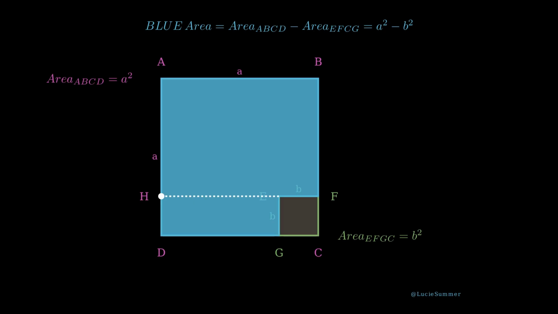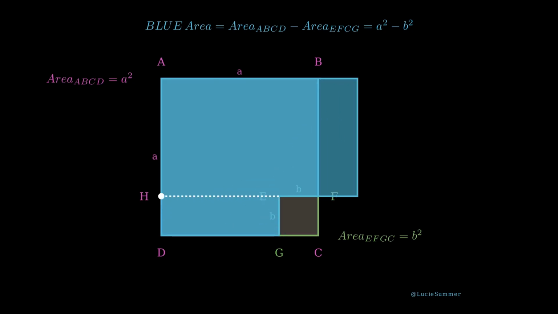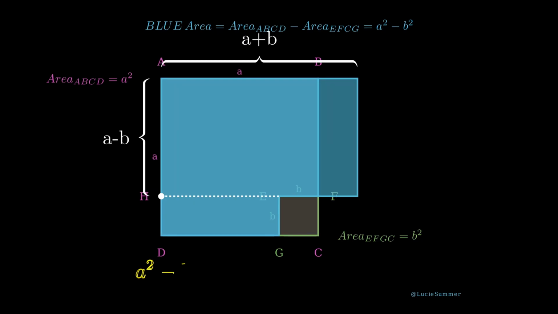Now, let's rearrange these two rectangles. If we place them side by side, their combined dimensions will be a plus b in length and a minus b in width. This forms a new rectangle with an area of (a plus b) times (a minus b). Since the area of the shaded region hasn't changed, we can conclude that a squared minus b squared equals (a plus b) times (a minus b).